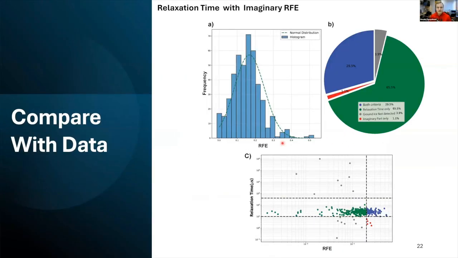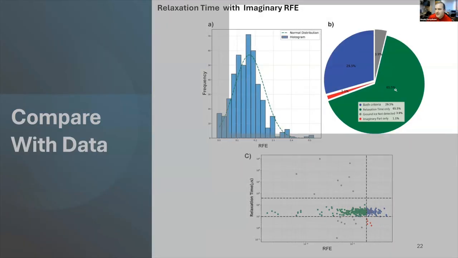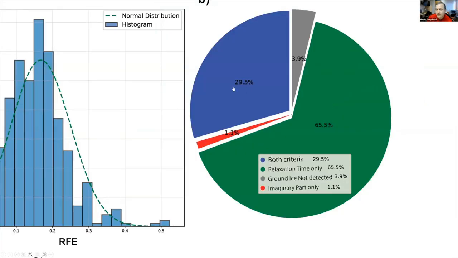And finally, we compare the result with RFE. For the RFE, we choose around 0.2 as anomaly, as you can see here. And again, we have a threshold between 10 and 400 for relaxation time. But this time, the results show better agreement, because right now we have around 30% agreement between the RFE and the relaxation time result. But again, most of the pixels and data are recognized as ground ice only by the relaxation time.